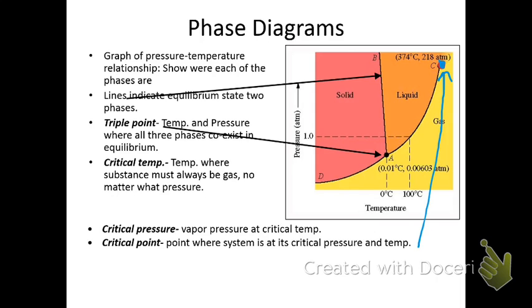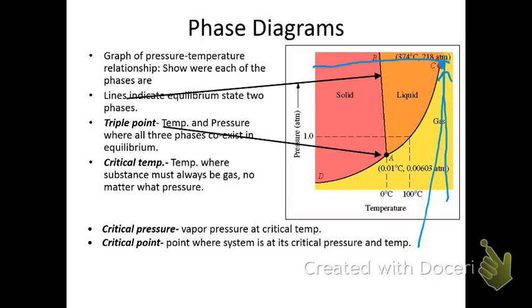And all that's saying is when you're at that point, no matter what, when you keep on increasing the temperature, at that temperature, no matter what you do to the pressure, you'll always have a gas. Okay? And the pressure is just the vapor pressure at the critical temperature. So we usually talk about a critical temperature, but there is a critical point. And the critical point is defined by these 2 here.